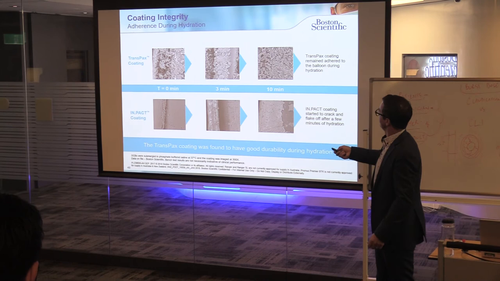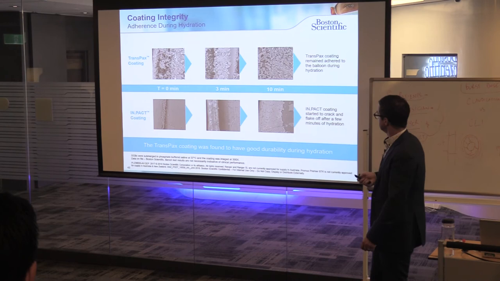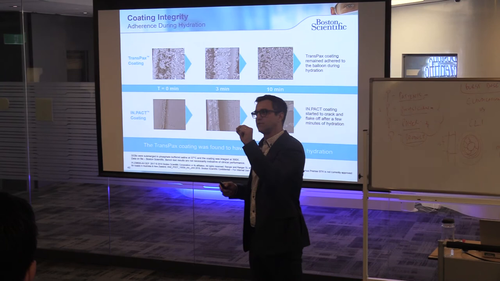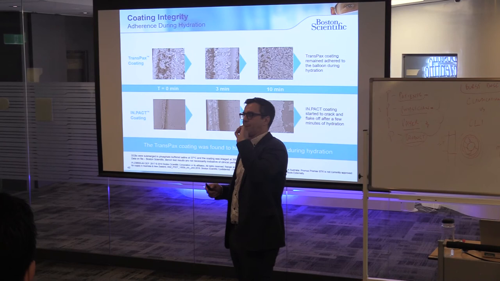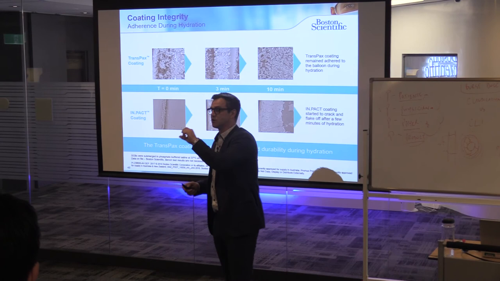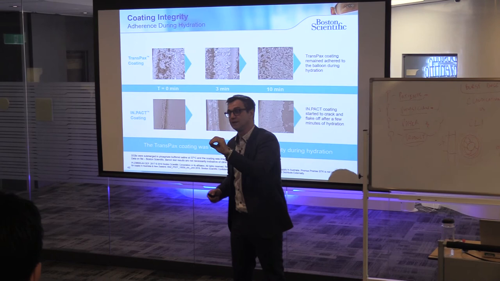The reason why we have this very crystalline structure is that we use a crystalline citrate ester, and we can tune that to stay on the balloon while it's going all the way down to the lesion and then release into the tissue once it's there. We can control that release and how much we lose off the balloon much better with a crystalline coating than we can with an amorphous coating.